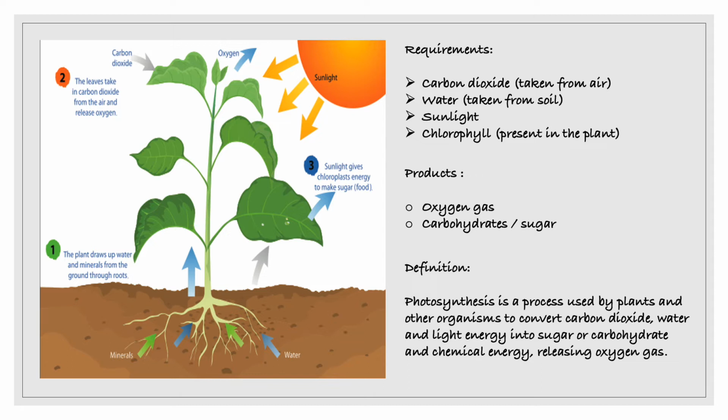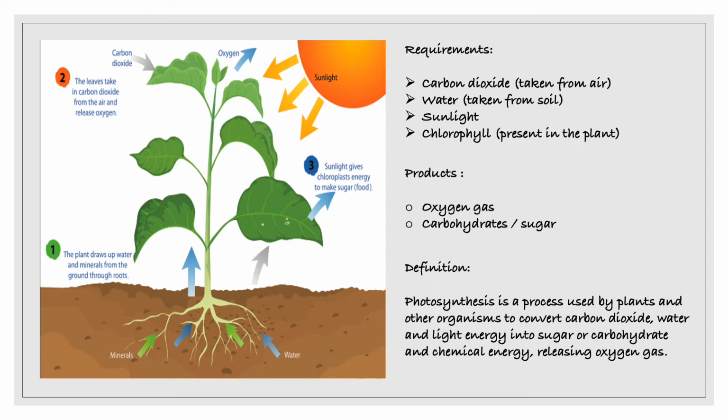Now, at the end of photosynthesis we have two products. In photosynthesis, two things are released. One is oxygen gas and the other is carbohydrates or sugar. Carbohydrates or sugar is nothing but the starch that the plants have. Oxygen gas is what we all need to breathe, and sugar is eaten by the plant, and the extra sugar is eaten by other animals in the form of vegetables and fruits.